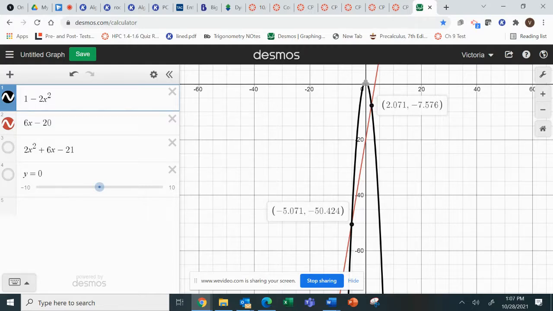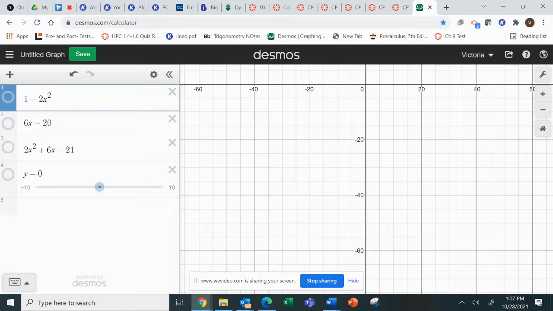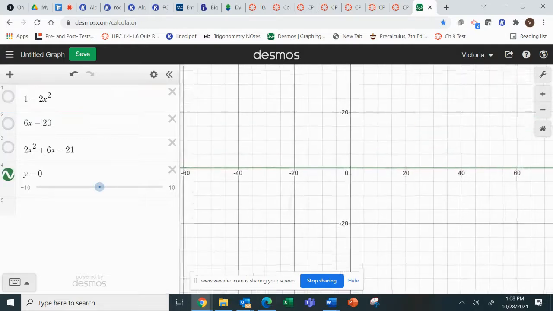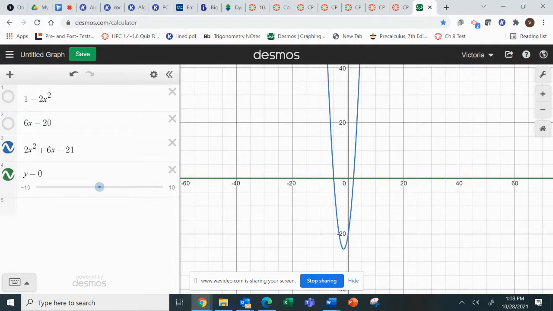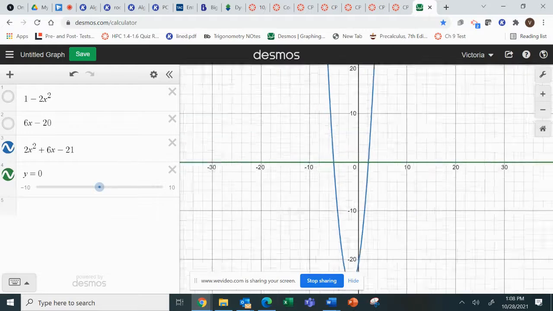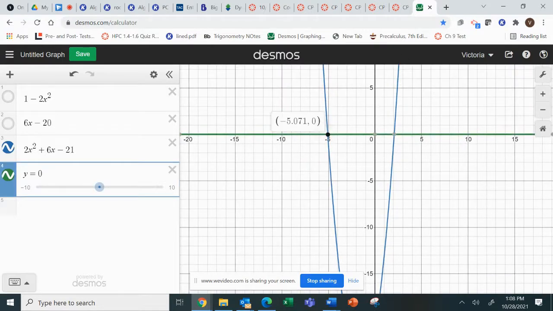So I'm going to turn those off. If I did it the other way, if I graphed 0 and I graphed 2x squared plus 6x minus 21, and I'm finding the 2 places where they intersect, same answers, negative 5.071 and 2.071. So the exact same answers. So if you want to move stuff around before you find your 2 graphs to find where they intersect, that's fine as well. Questions?